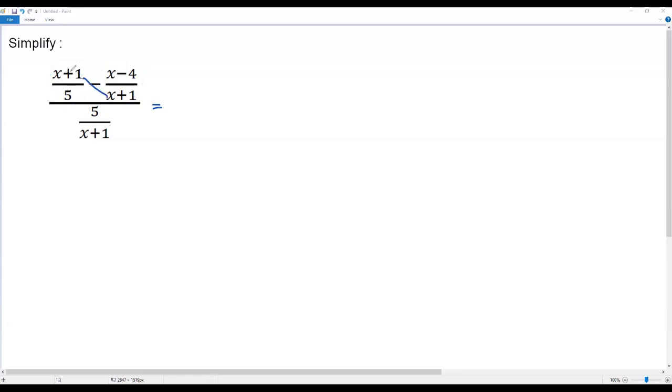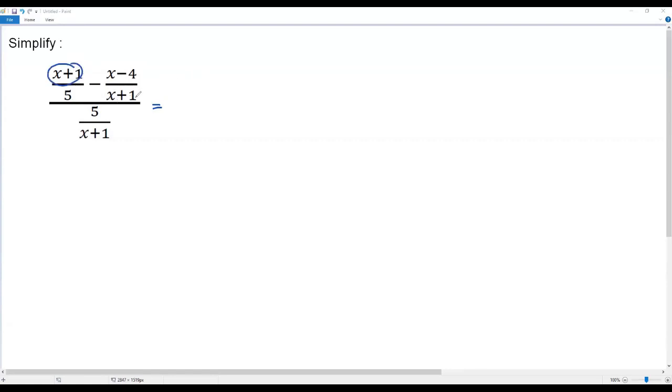So the numerator of the first fraction, x + 1, has to be multiplied by the denominator of the second fraction, and the numerator of the second fraction has to be multiplied by the denominator of the first fraction. Further, we have to multiply the two denominators. Okay, let me do it.